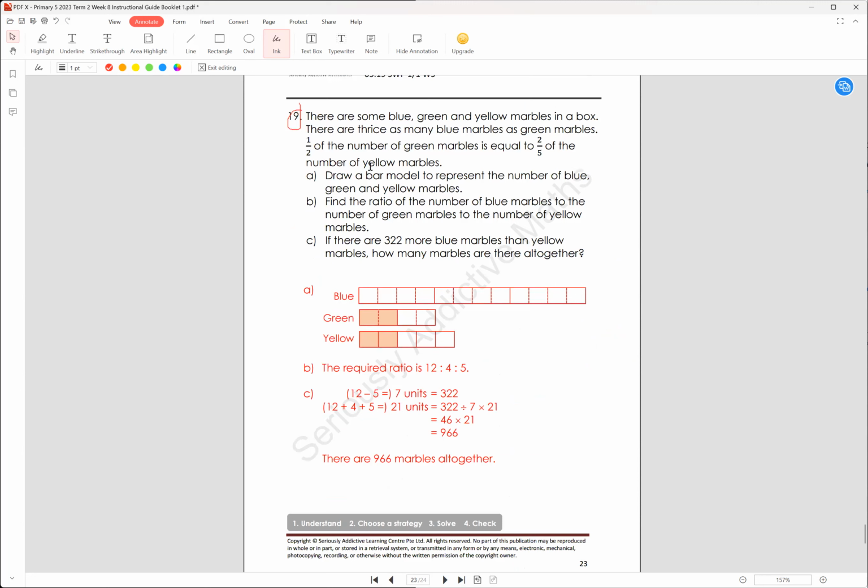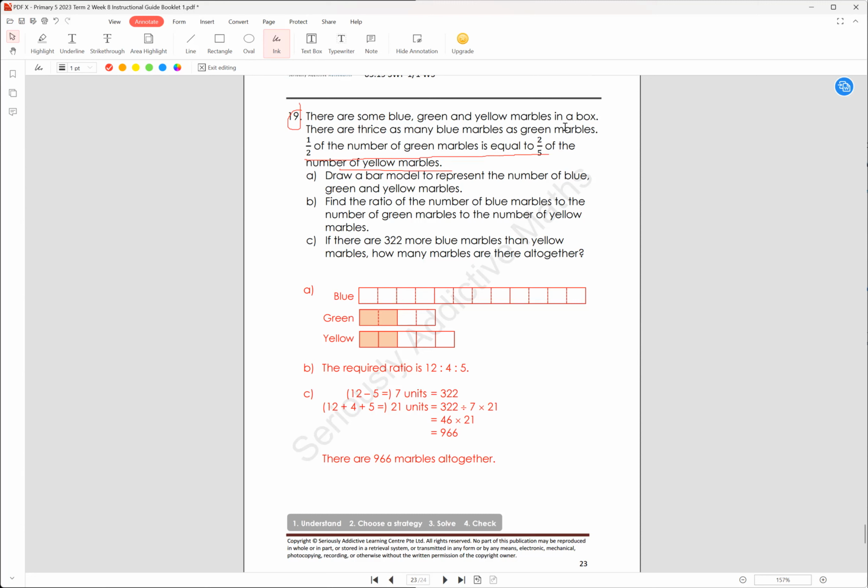Yeah, I think this question is important. So try to show them how to draw this. Many of them are new to this, so they may not be able to draw that half of the number of green marbles is equal to 2/5. All right, now how is half of the green marbles equal to 2/5? Okay, so for this portion here, half.